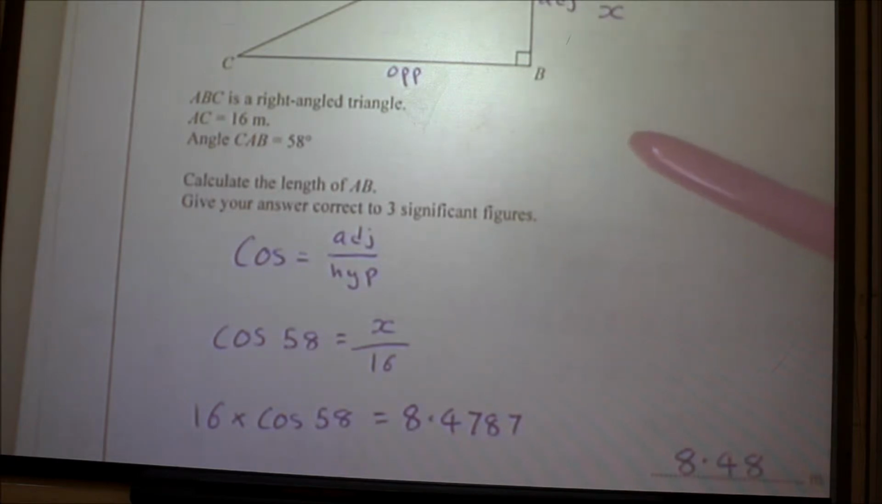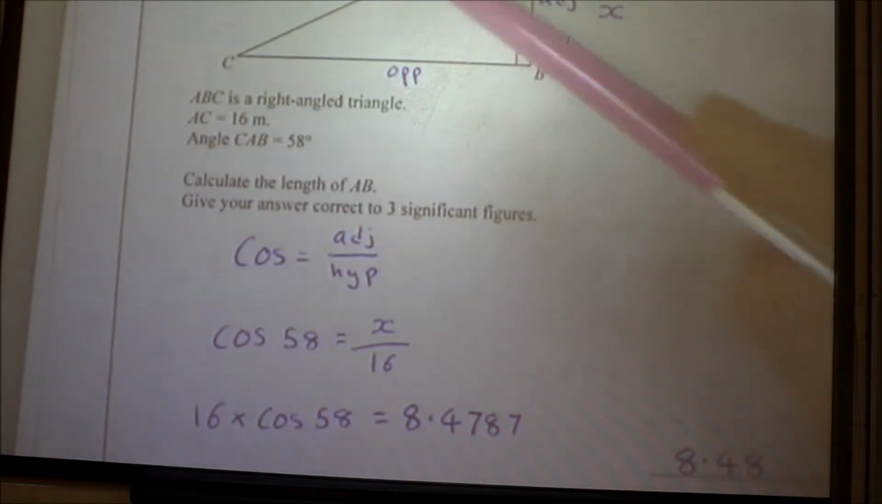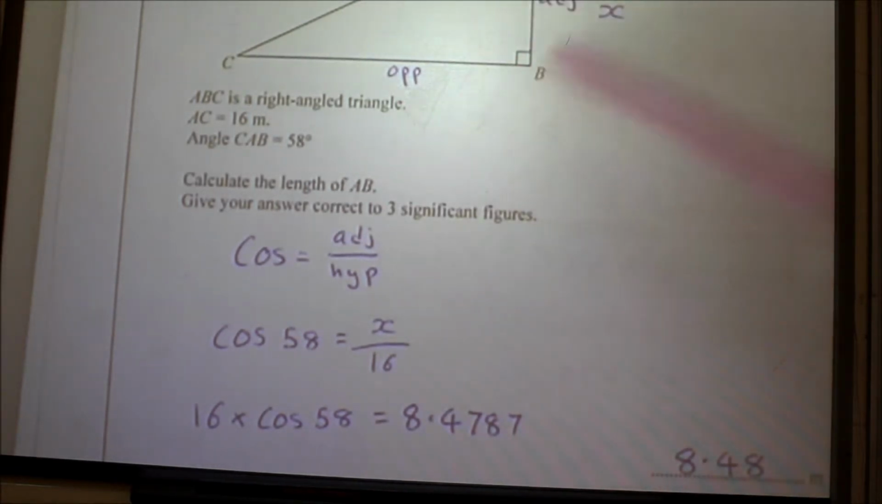Find out this one here, length AB. Okay, so label your sides up. That's your hypotenuse because it's the long side. That's your opposite because it's opposite the angle, and that is the adjacent because it's the other one. We're interested in the adjacent, and we know the hypotenuse.